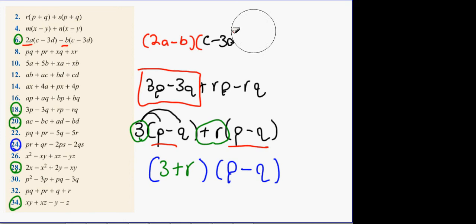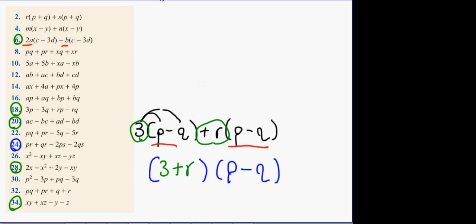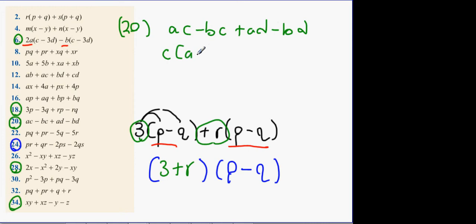Number 20. We'll go for Luke there. So they have c in common. Do you have c in common? And that means take out the c. So we're going to be c into a minus b. And then they have d. So it's d bracket c, a minus b. Okay, you do a quick check now.